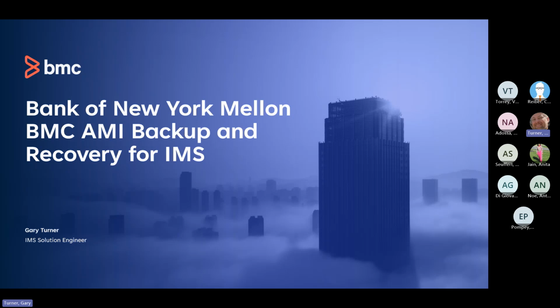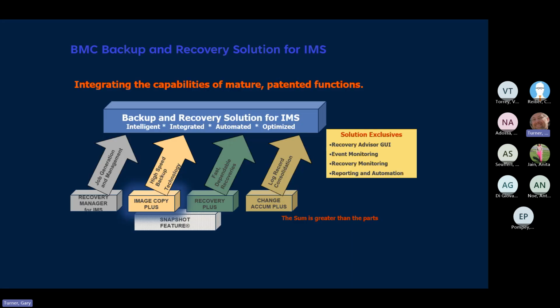So what I figured I would start with is kind of an overview of the whole backup and recovery solution for IMS that you guys have. It's basically a subset of 4 products that we used to sell individually: Recovery Manager, Image Copy, Recovery, and Change Accumulation. Now you've also got the capability to do snapshot image copies as well, with what used to be called Extended Buffer Manager. I think now they're calling it the Snapshot Upgrade feature, but that's included as part of the solution.